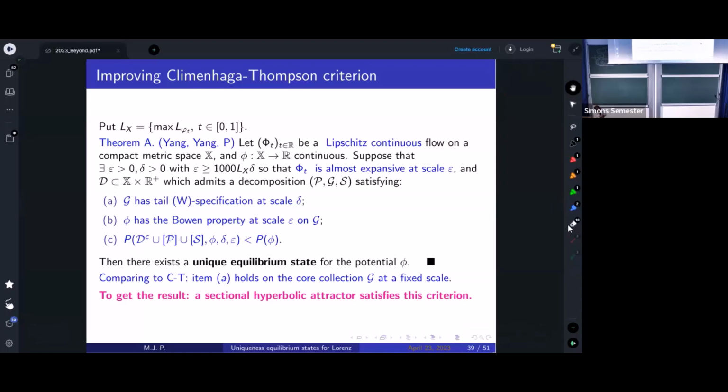The improvement was the real motivation to apply this result for flows containing singularities approached by regular orbits. Because with the one of Klimenhaga-Thompson, you cannot apply that item, okay? And then finally, what we have to prove to get our result is that a Lorenz attractor satisfies this kind of properties. And how do you prove this?